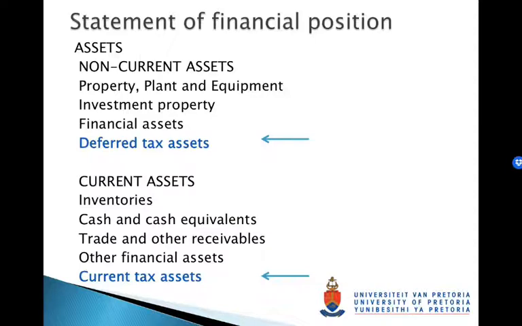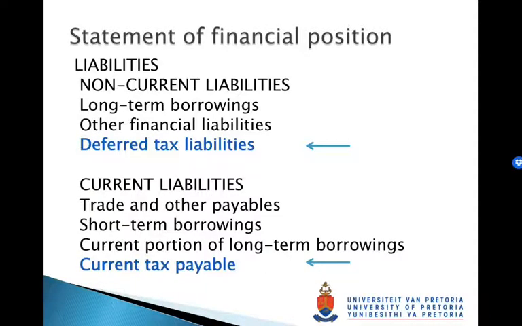And in your statement of financial position, in your assets, under non-current assets, you see deferred tax assets, and in your current assets is the current tax assets. In your liabilities, it's the deferred tax liabilities, and under current liabilities, it's the current tax payable. Just a note on that, companies can have both of these or can have all of them. They can have a deferred tax liability and a current tax payable or a current tax receivable.